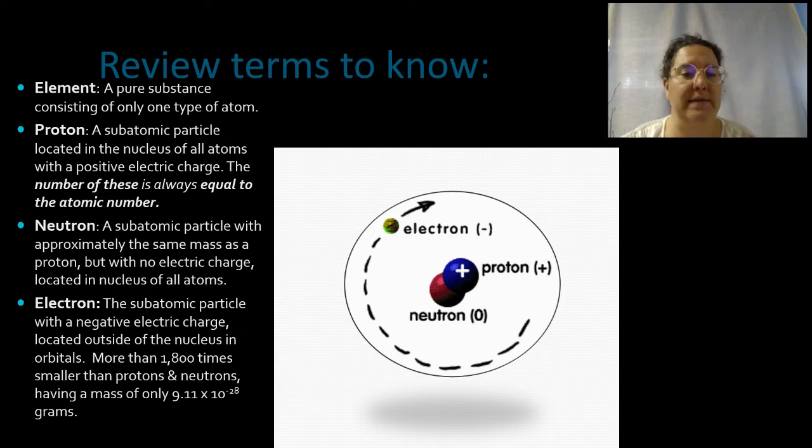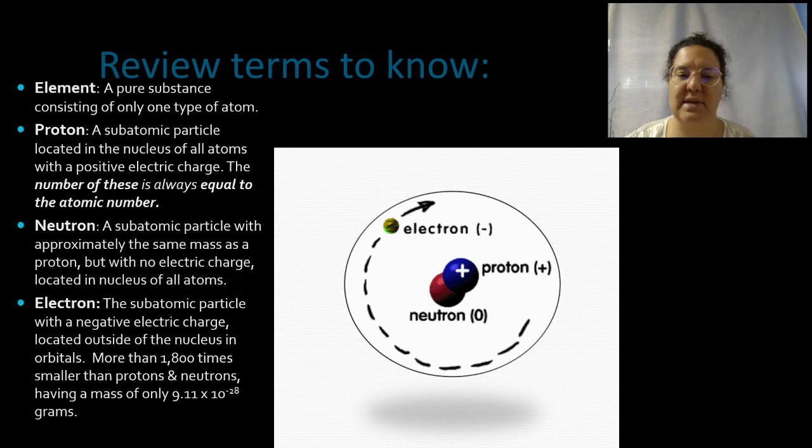And then when we break down our atom, we have a proton, which is a subatomic particle, so smaller than an atom, located in the nucleus of all atoms with a positive charge. And the number of protons in an element is always equal to the atomic number. A neutron is a subatomic particle with approximately the same mass as a proton, but with no electric charge. And again, it's located in the nucleus of all atoms.